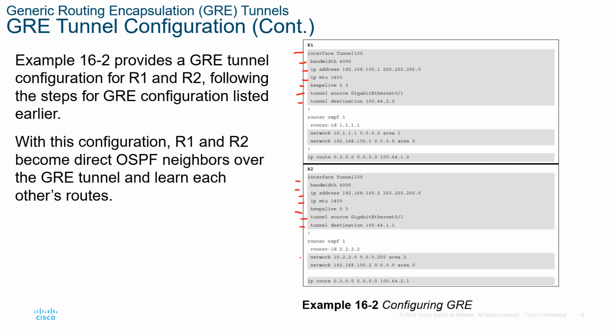So with this configuration between R1 and R2, it will become a direct OSPF neighbor through the tunnel. So it will ignore the network between the ISPs. This tunnel is created between both R1 and R2, and it will treat it like a local connection.